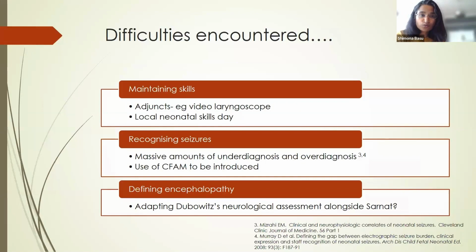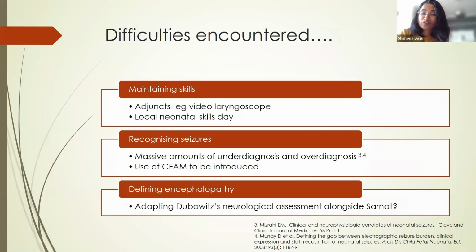And as a department, we minimise these risks by using helpful tools such as video laryngoscopes for helping with skills such as intubations. We run local neonatal skills days at least twice a year to help maintain skills of our staff members as well. Another difficulty that I don't think it's just our unit that finds hard is recognising seizures in newborns.